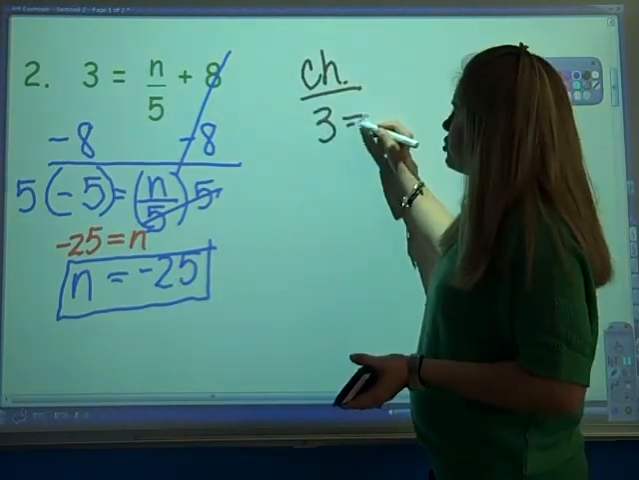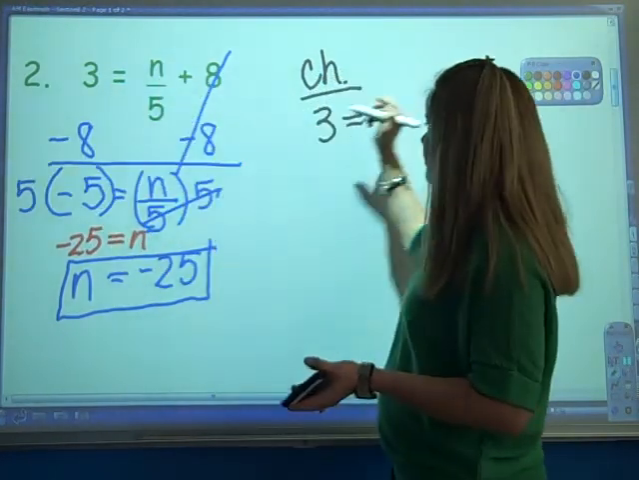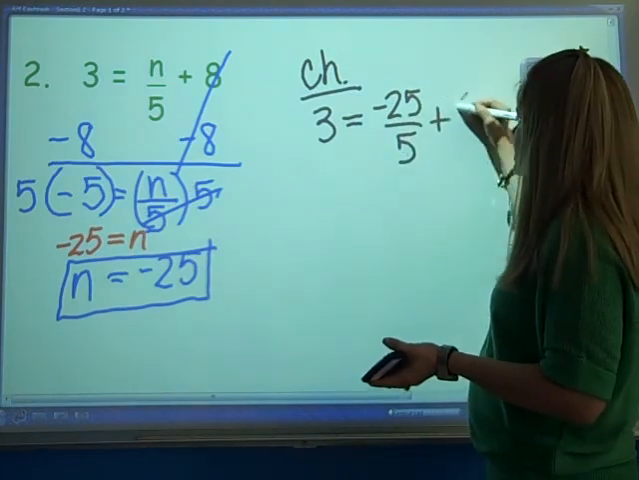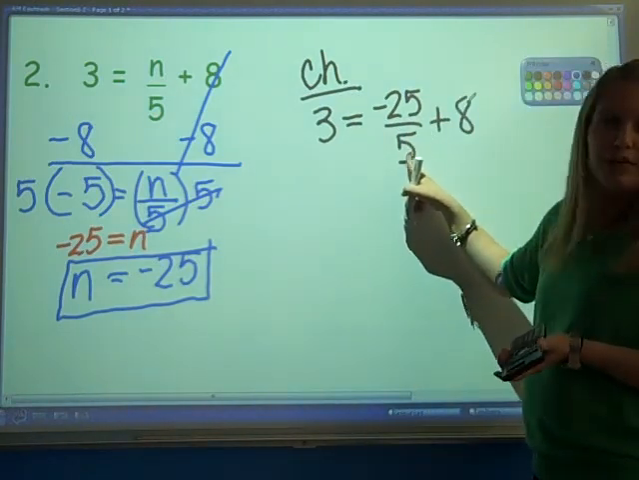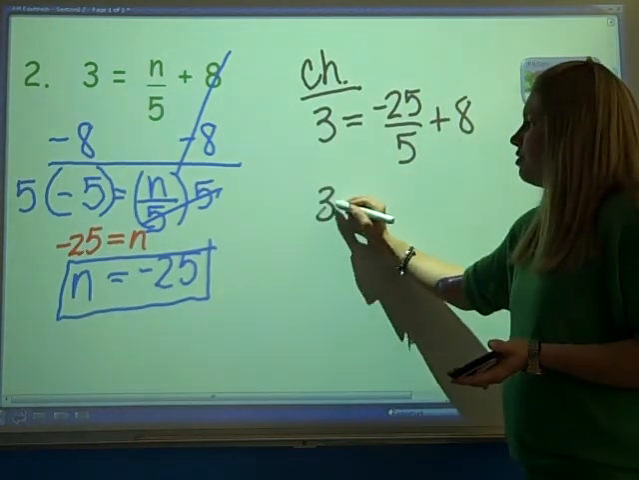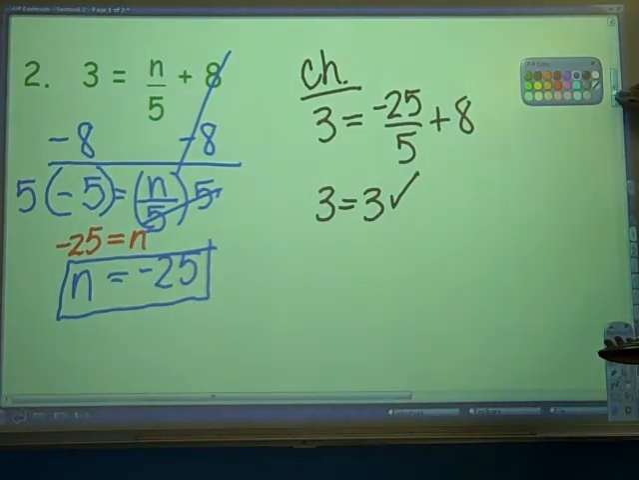3 equals, you're going to keep it in the exact same format. 3 equals, n is negative 25 over 5, divided by 5 plus 8. Negative 25 divided by 5 is negative 5. Negative 5 plus 8 is 3. 3 equals 3. Okay, a couple more to go.